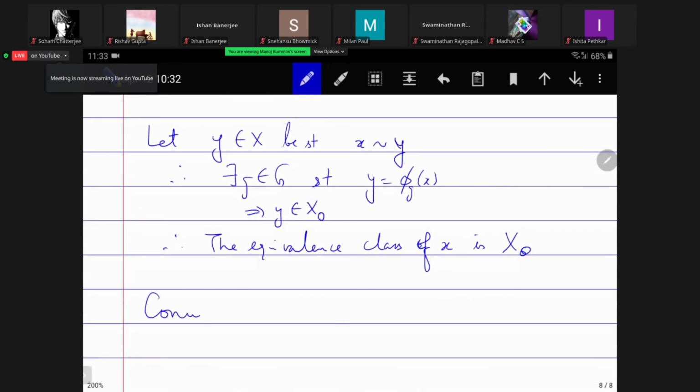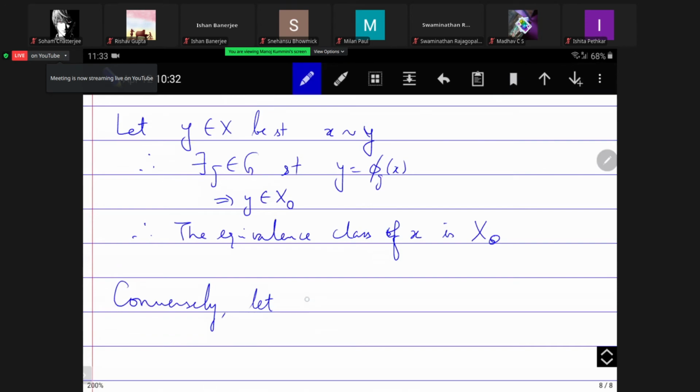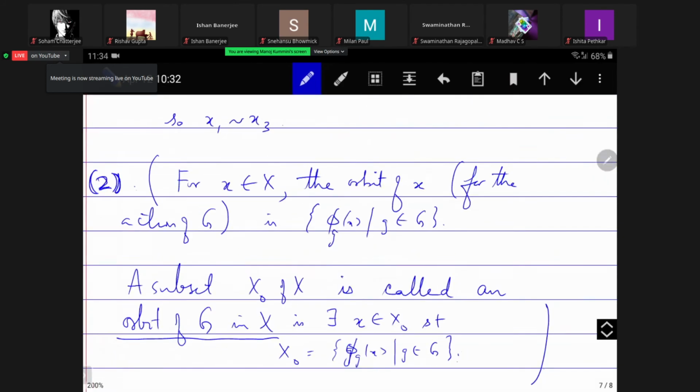Conversely, now we need to take an equivalence class and show that it is an orbit. Let Y inside X be an equivalence class. So let x be inside Y. So this is an equivalence relation.